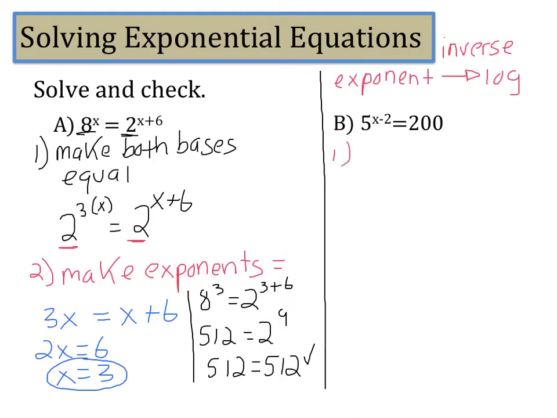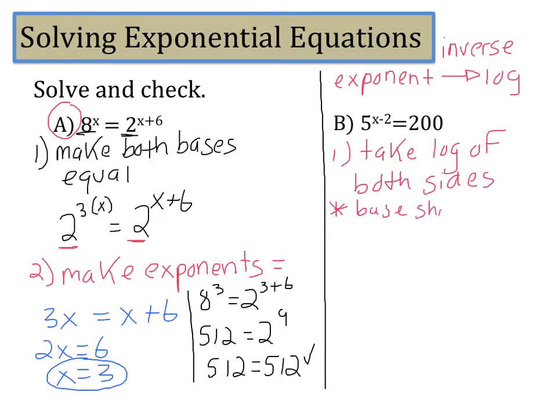So our first step is take the log of both sides. Now we could have done that here on part A, but here is a little easier so we didn't have to do that, but it would have worked for example A too. So we took the log of both sides, but an important part to remember is the base should be the same as the exponent base.